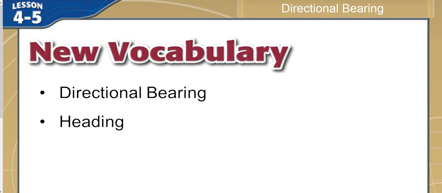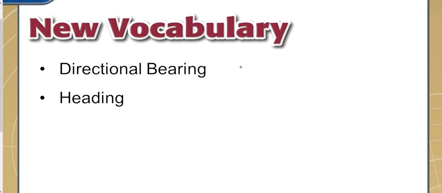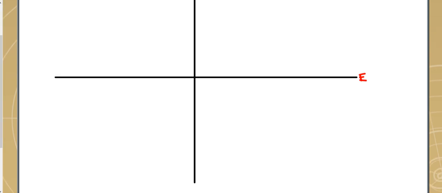Look at directional bearing. Now, this is not a section that necessarily comes out of our textbooks, but I think it's very important that we cover it. So directional bearing or heading is talking about the northeast, southwest compass layout that you might be familiar with. So in that system, we have north here, east on this axis, south here, and west over here.